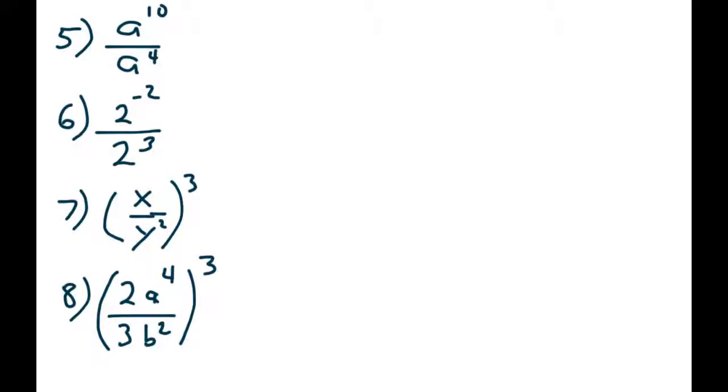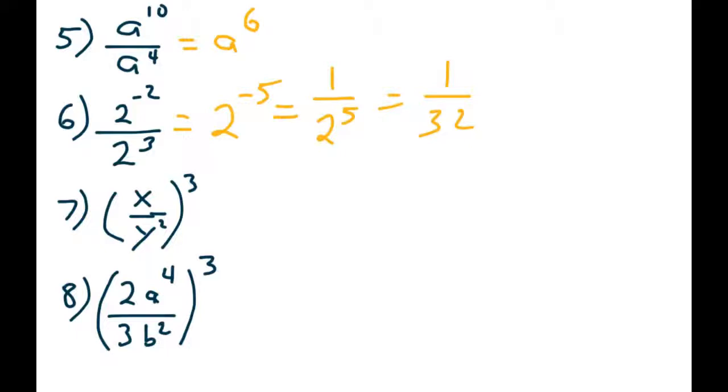Alright, number 5. Now we're talking about quotient rules. Same base and dividing. The base stays the same, and I subtract the exponents. 10 minus 4 is 6. Same thing for problem 6. Same base. Subtract the exponents. Negative 2 minus 3 is negative 5. And I would never leave a negative exponent in my answer, so it's 1 over 2 to the positive 5th. And that'll be easy enough. 2 to the 5th is 32. 1 over 32.